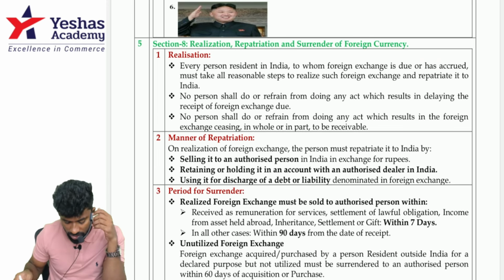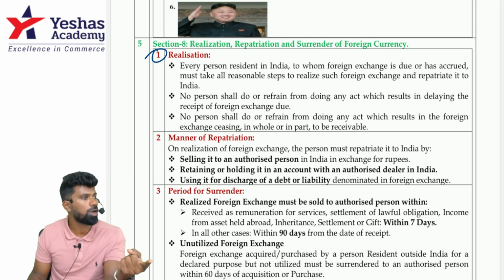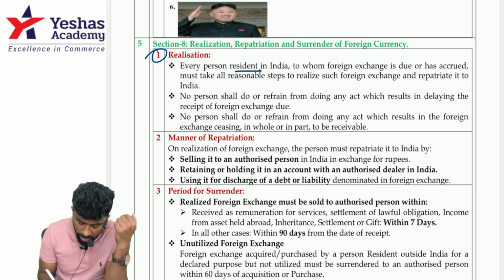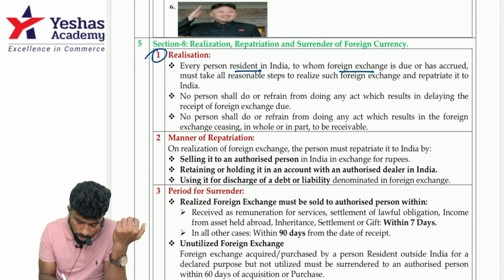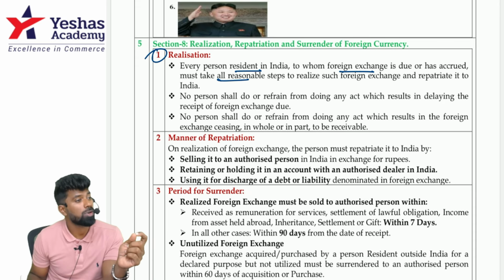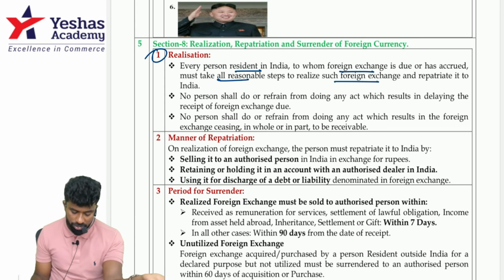No. Let's discuss the provisions. What is the first one? Every person resident where, to whom foreign exchange is due or has accrued, must take all reasonable steps. What steps? To realize such foreign exchange and repatriate to where?